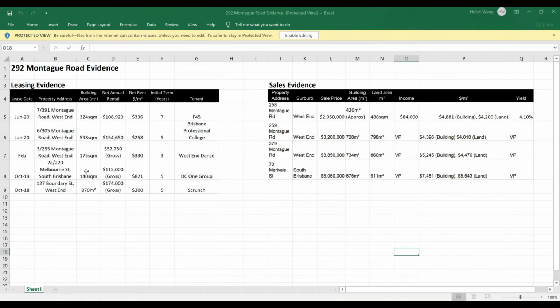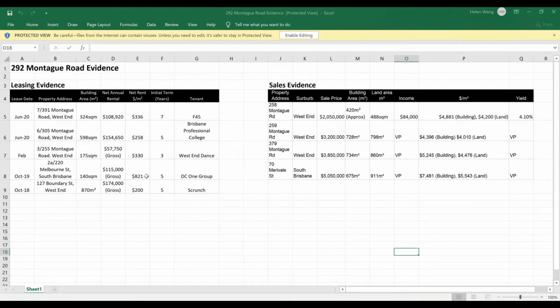Here, the rental per square meter is interesting because we've got different types of tenants, obviously paying different types of rates. So we've got Scrunch and F45. They're going to be in last industrial space. They're also a slightly branded tenant, so 336, 200. I'll check out where the areas are. Professional College is obviously a little bit different, but they also have a slightly larger space, so it's a little bit cheaper. Dance Studios and D1 Group, so different types of tenant paying differently.